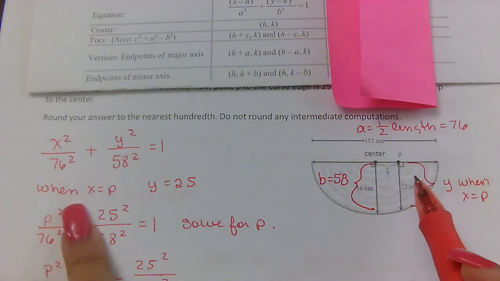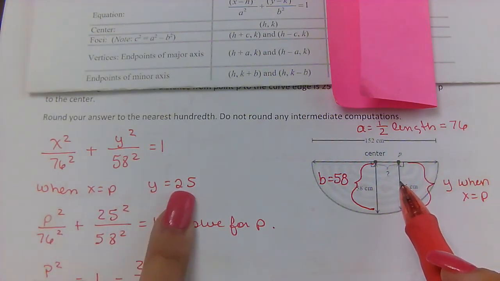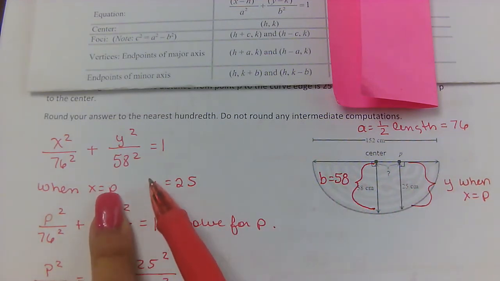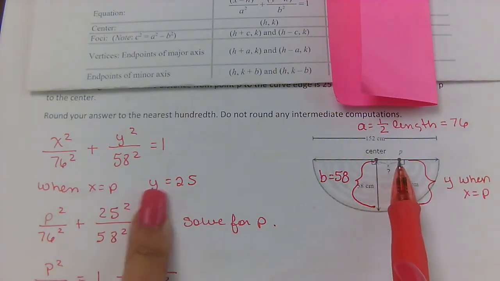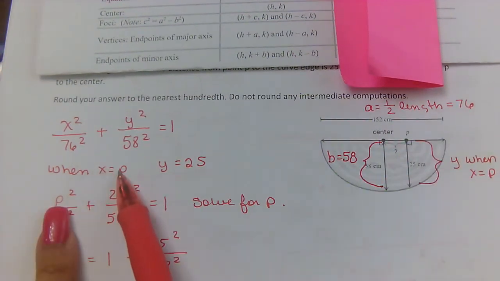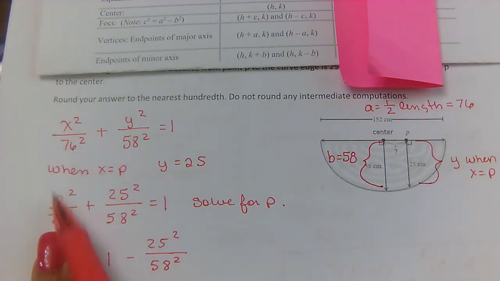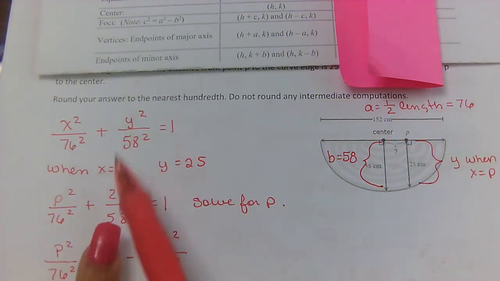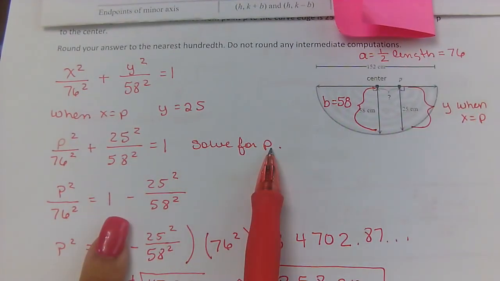So what we're trying to decide is what is x when y is 25. So all I did is I said x is equal to p, y is equal to 25. So I'm looking for the distance here, specifically called p, when y is 25. x is going to be equal to p, so I plug a p in here. I get the exact same equation, and then y is 25, so I have 25 squared, which is here, and set it equal to 1. Now I'm just solving for p.